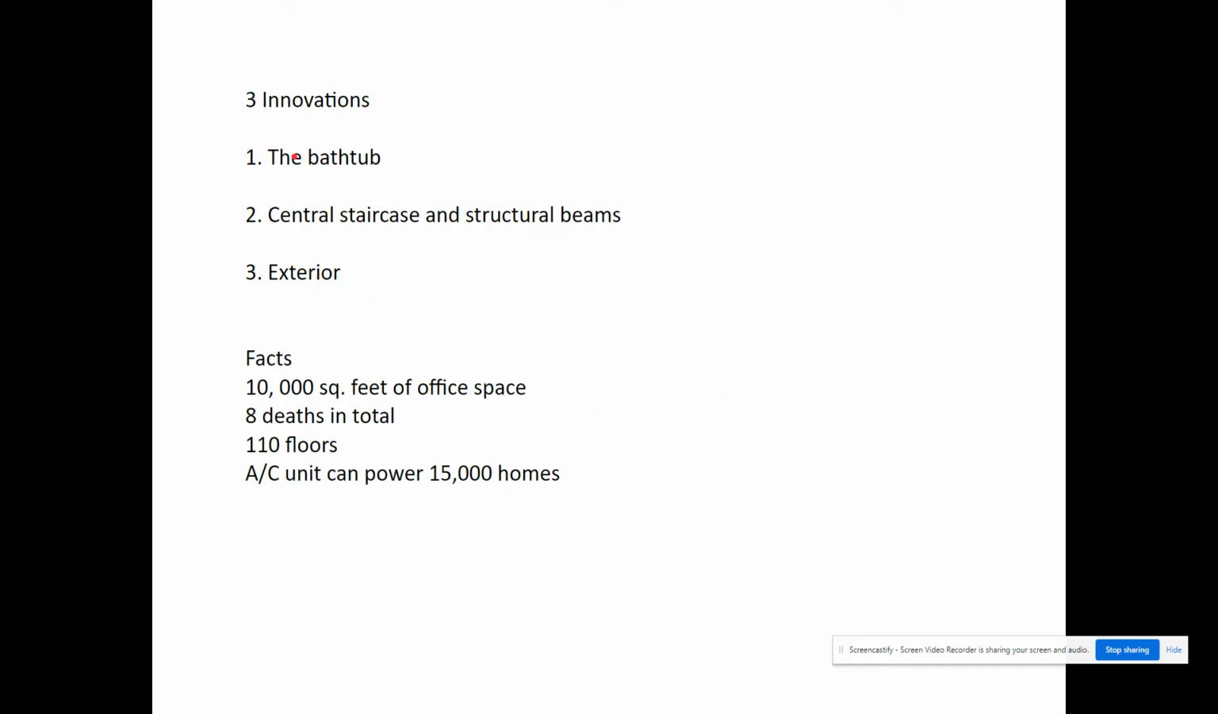So there are three innovations that I'm going to talk about here: the bathtub, the central staircase, and the exterior. Those lines that go up and down, they're unique and they're there for a reason.